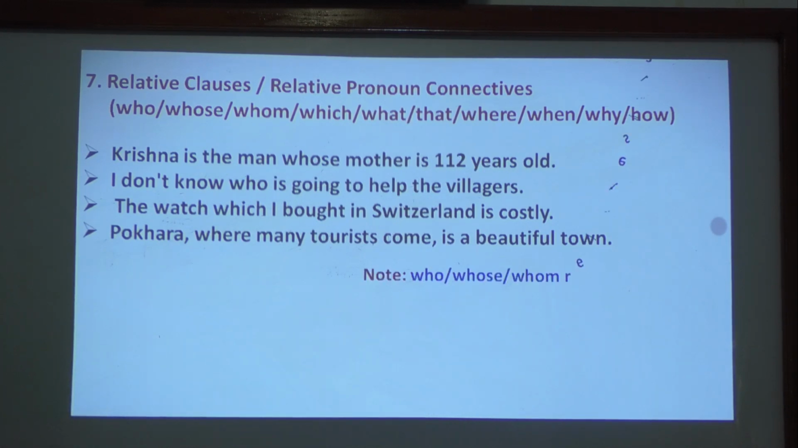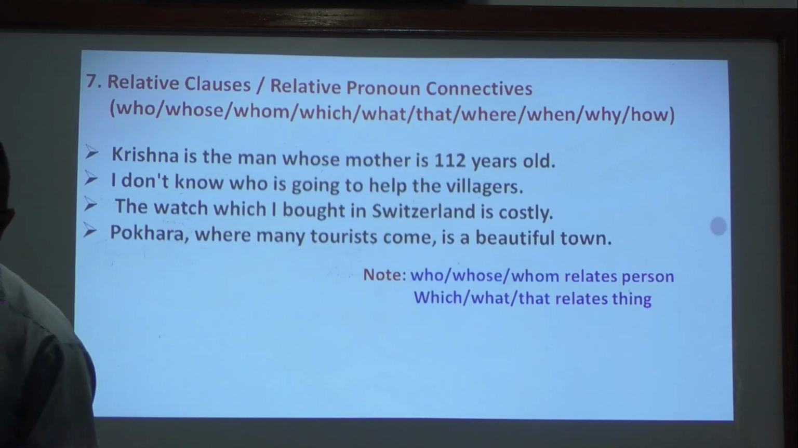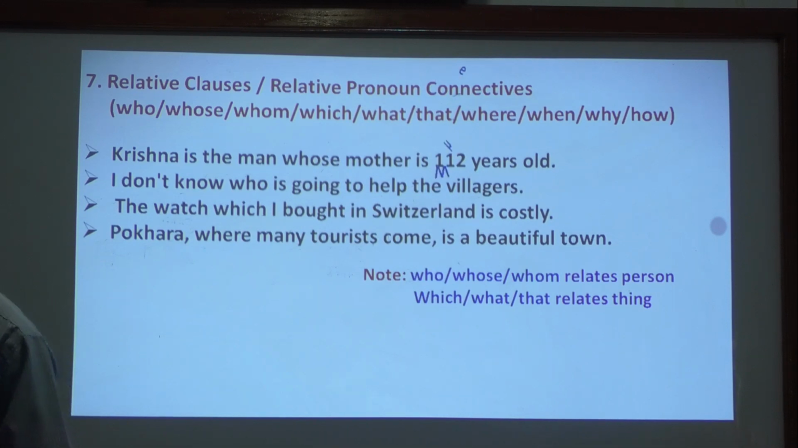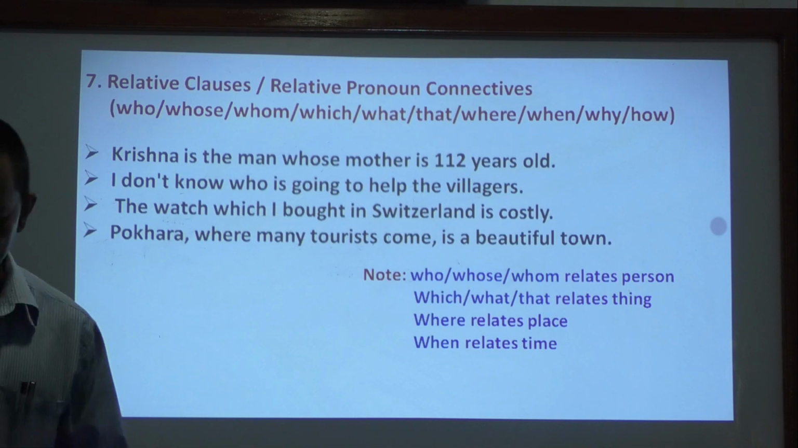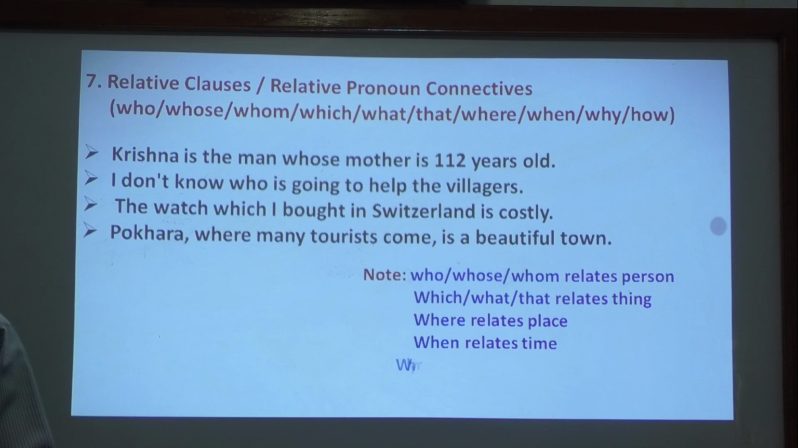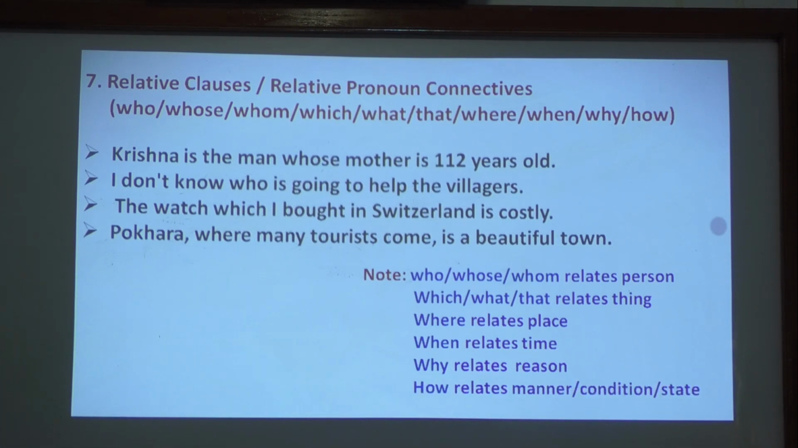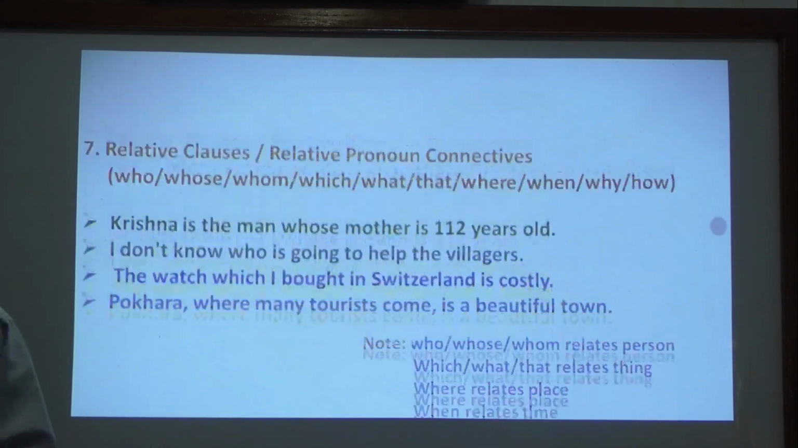And now in the note, to make it easier for you to understand relative pronoun connectives, I have written that who, whose and whom relate to a person, which or what or that relate to a thing or object. In the same way, where relates to place, when relates to time, as we have practiced through examples, and why relates to reason, and how relates to manner or condition or state or way of doing. All right, so be careful about these ideas: how they are used, in what conditions and situations they are used.